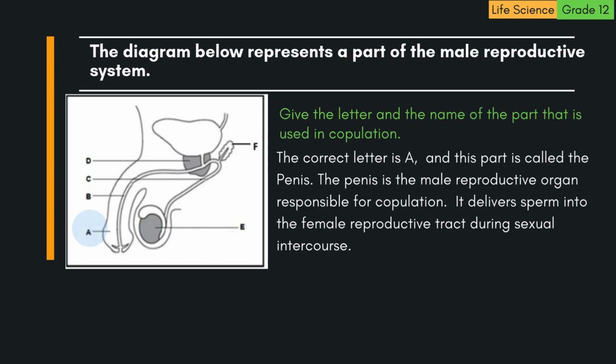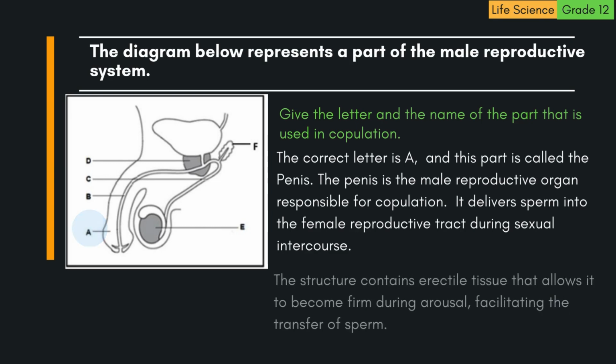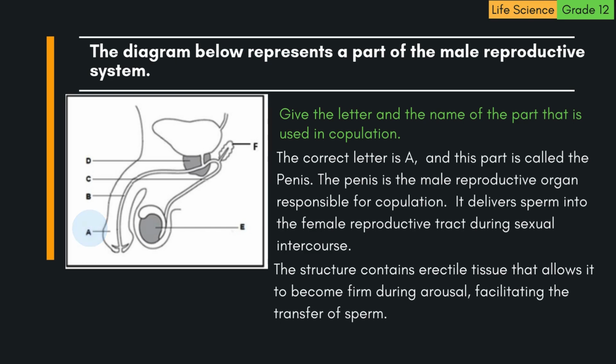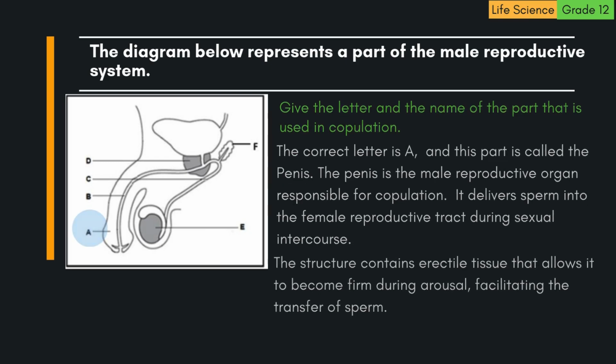The penis is the male reproductive organ responsible for copulation. It delivers sperm into the female reproductive tract during sexual intercourse. The structure contains erectile tissue that allows it to become firm during arousal, facilitating the transfer of sperm.